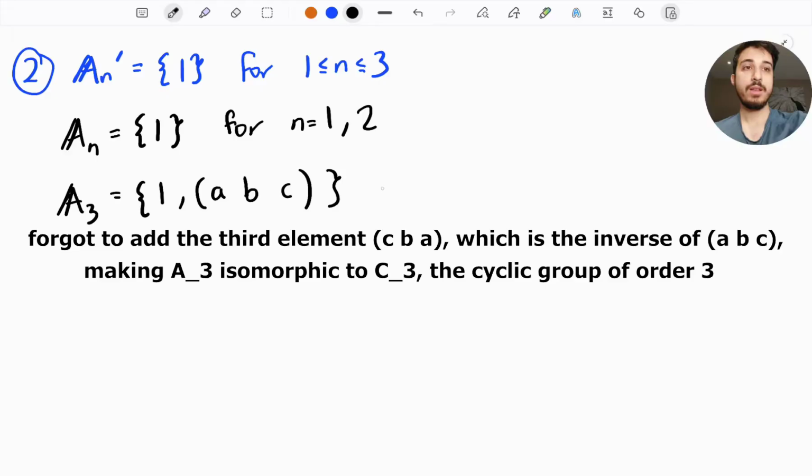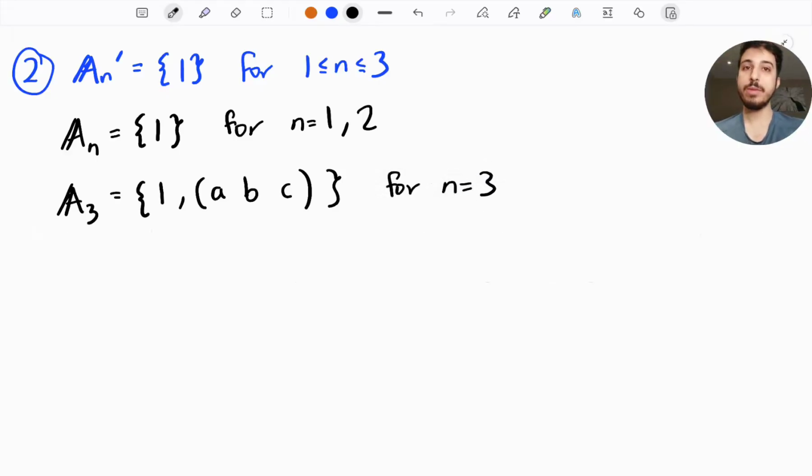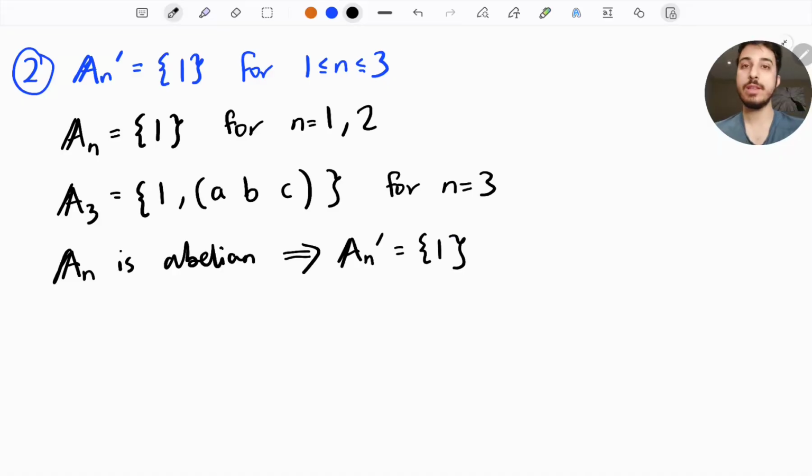since we know that An is generated by 3-cycles. So in both cases, we find that An is an abelian group. And because An is abelian, if we take the commutator subgroup of an abelian group, we get back the trivial subgroup containing just the identity, completing the proof of the second part of the proposition.